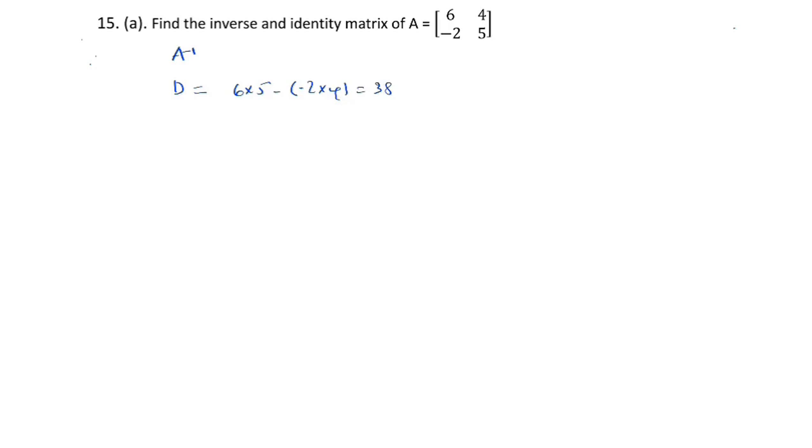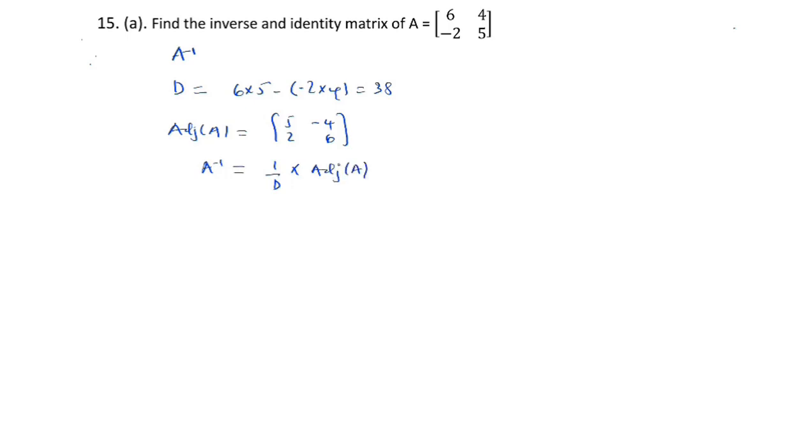Okay, so next, let us find the adjoint of A by exchanging elements in the main diagonal and negating, or applying the negative sign, in the leading diagonal. So we are going to have adjoint A equals 5, 2, -4, and 6. Then the inverse of a matrix equals the product of the reciprocal of the determinant and the adjoint matrix. So our equation is going to be A inverse equals 1 over D times adjoint of A.